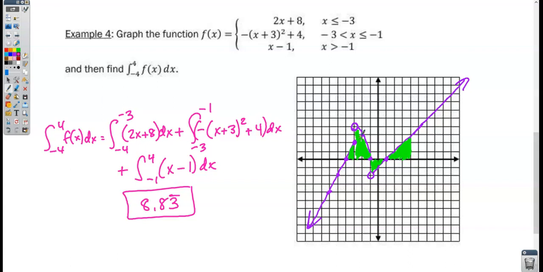All right, that brings us to the end of section 6.6, and we'll see you next time for section 6.7, when we'll look at the fundamental theorem of calculus part 2 and how that applies to finding definite integrals.